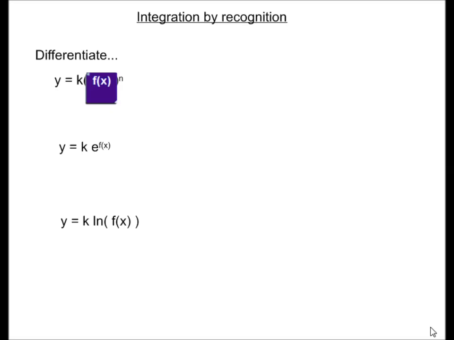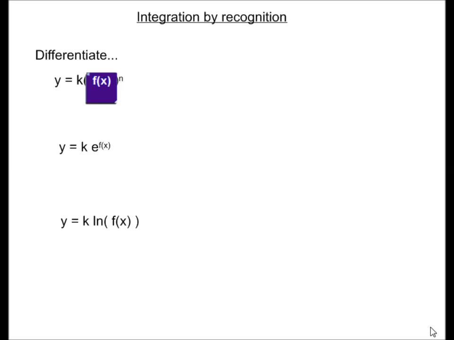Hello, today I'm going to have a look at a technique called integration by recognition. You might also know it as integration by inspection. How it works is we're going to have a look at different equations which we can differentiate, and then because we know that integration is the opposite of differentiation, we can work out how our answers integrate back to the original equation. All of these come from using the chain rule.